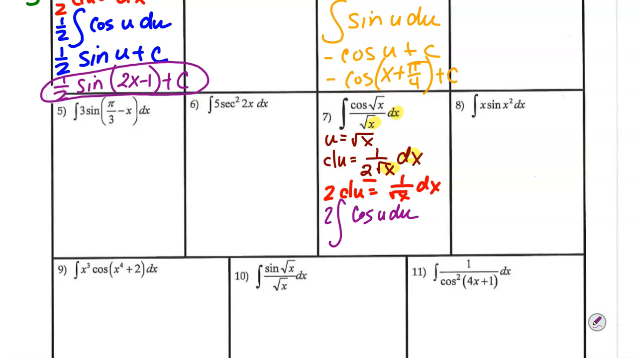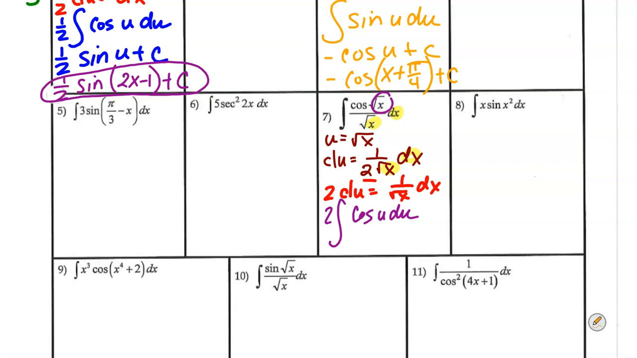Why is u the square root of x? Because for right now, and what you're going to learn in this section, u will always be your theta. So if it's one trig function, your theta is right there. So we want to make that because our derivative of the square root of x is actually 1 over 2 times the square root of x. And that's why that's there. So just make your u your theta.